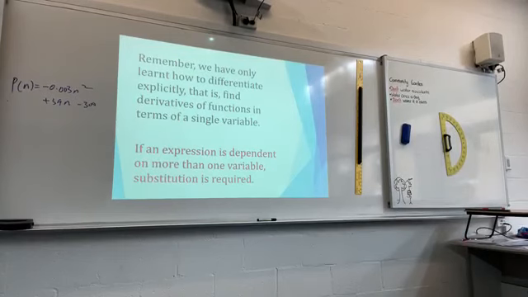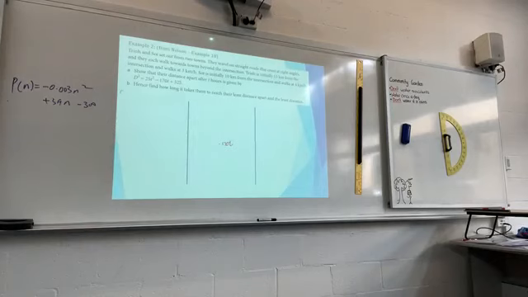Okay, hang on. Before we go into that, I should have talked to you about this. Now, we've learned how to differentiate explicitly, which is to find the derivative of a function in terms of a single variable. Now, if an expression is dependent on more than one variable, substitution is required, which is the next question. We're going to talk about a bit of substitution. Here, let's think. Example 2 is distance, speed, right angle triangle, Pythagoras' theorem.